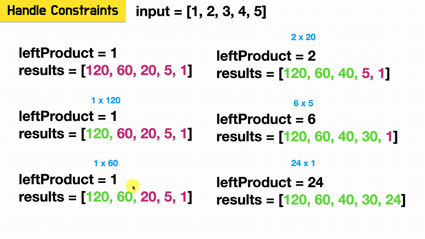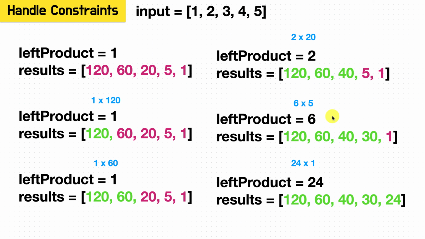We recalculate the left running product again. 2 times 1 is 2, or 2 times the previous value. And then the left running product times the results at this item is 2 times 20, as we saw before, which is 40. So now the spot here becomes 40. Then the left running product is 3 times the previous value, which is 6. Then we do 6 times the results array at this item. 6 times 5 is 30.